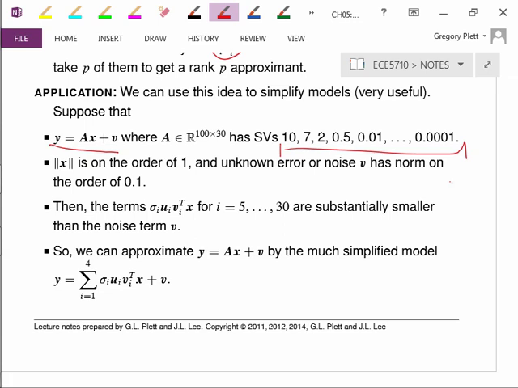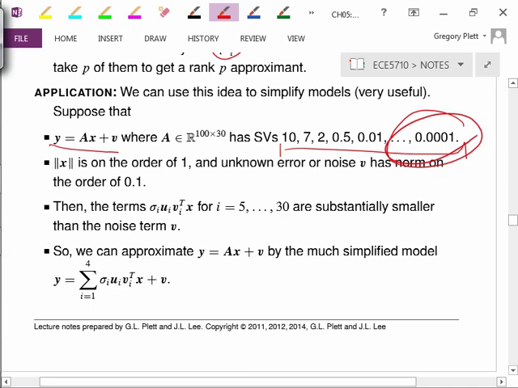If we say that the input x to this y equals Ax plus v is on the order of 1 in norm, and the unknown error or noise v is on the norm of 0.1, then keeping all of these components down here is pretty worthless because they're going to be swamped by the noise. So terms for 5 through 30 are substantially smaller. So I might want to keep 1, 2, 3, 4. I may or may not want to keep that one. In this case, let's just keep the first 4 of them. All of the others are smaller than the noise term.